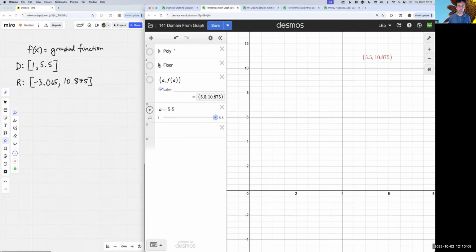Here's a different function. This is called the floor function. What the floor function does is, if you give it a number, it spits back the greatest integer below or equal to that number. So if I give it the number 1.5, the largest integer less than or equal to 1.5 is 1. If I give it 0.397, the largest integer less than or equal to 0.397 is 0. So it drops every number down to the next lowest integer.